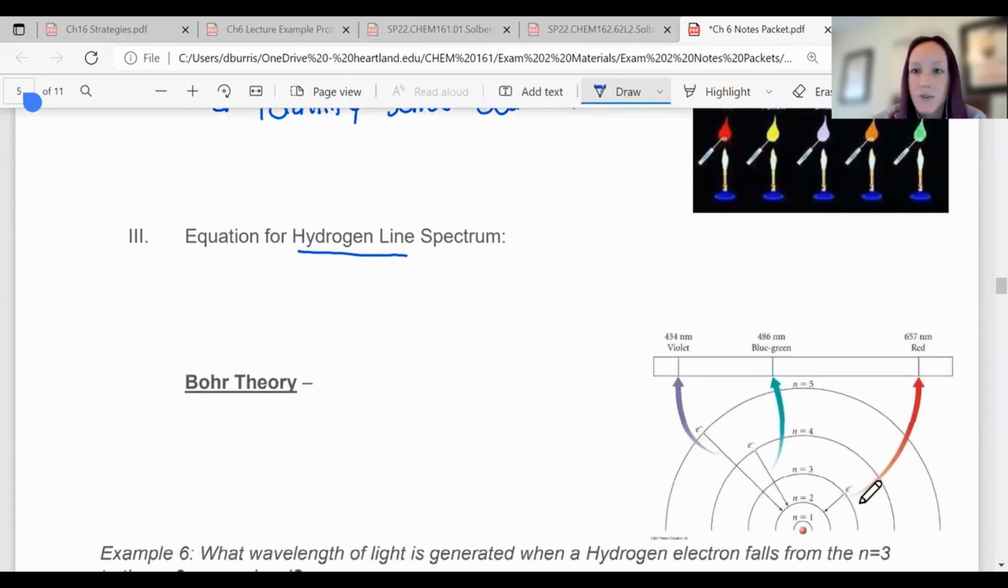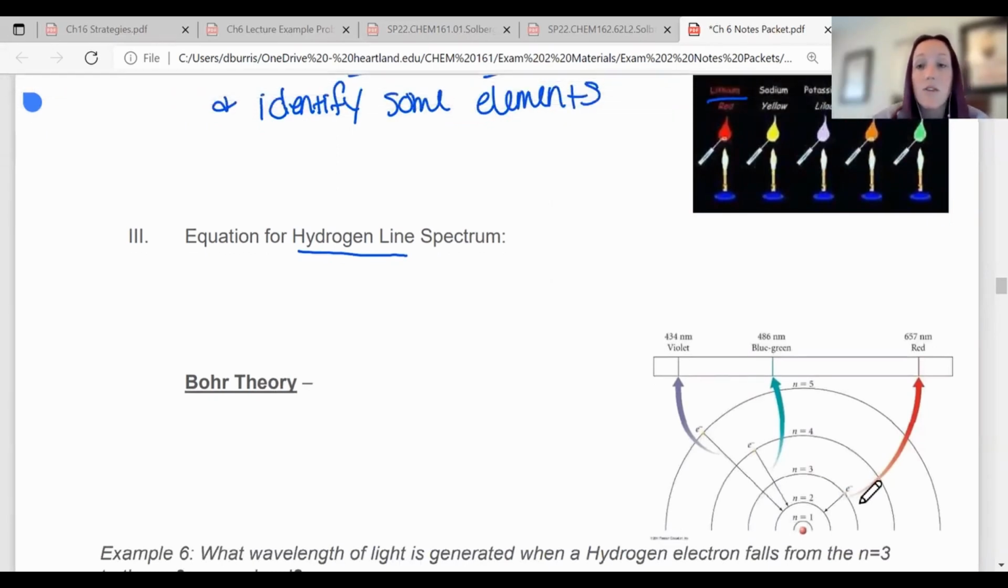Okay, so it's only got a specific number of wavelengths that we're going to see. So when hydrogen has an electron that gets excited and say it goes into the third energy level, when it falls back down to the second energy level, it gives off red light.